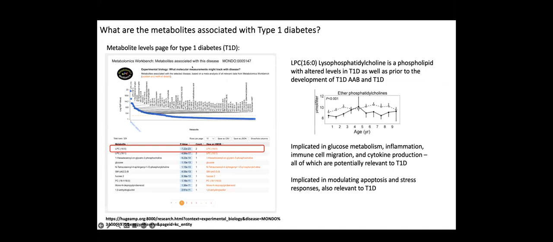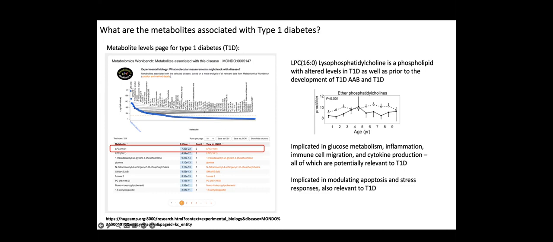Another example that I thought was interesting, Mauro studies type 1 diabetes, which is one of our primary focus areas. In the case of type 1 diabetes, if we look at metabolites associated with type 1 diabetes, there are several top molecules. I'm not going to try to pronounce this, but the abbreviation is LPC. It's a lipid which has altered levels in T1D, as well as, in this case, prior to the development of T1D. So maybe a biomarker of future development of T1D. It's also implicated in many processes that drive type 1 diabetes risk in a variety of ways, and therefore maybe a metabolite that is interesting to pursue further for involvement in type 1 diabetes. So those are just a couple examples.